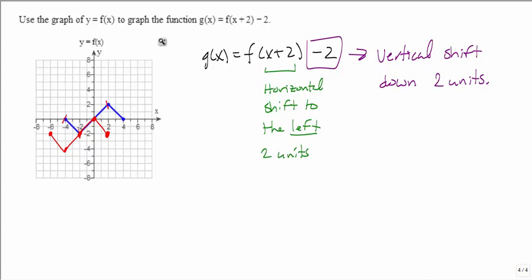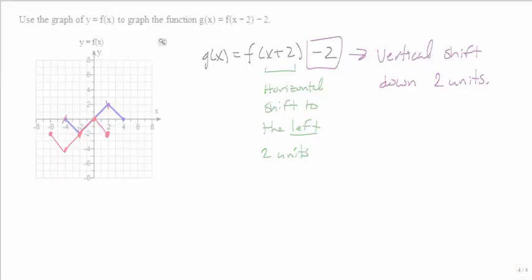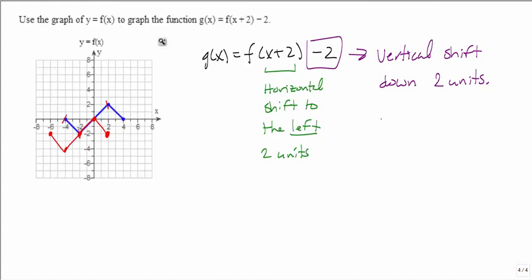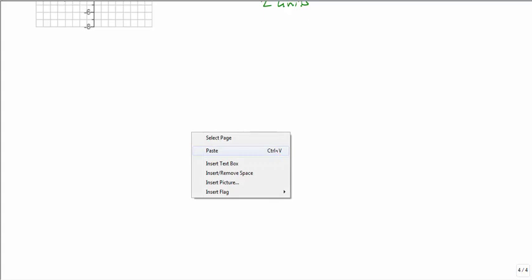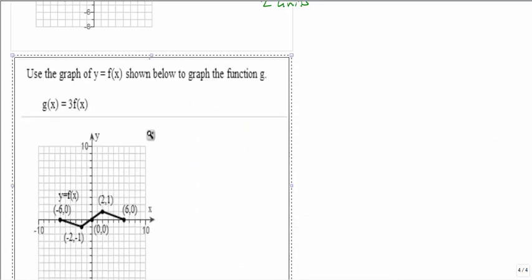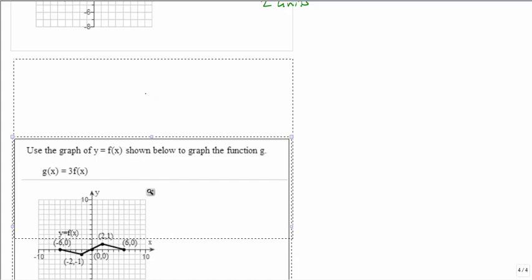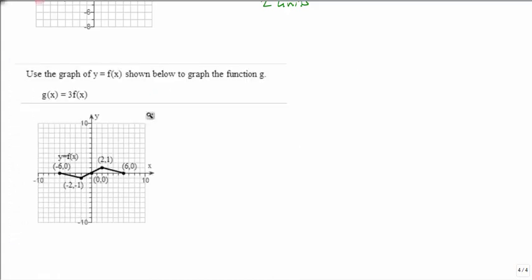The next problem, we're going to be looking at a stretch. It's on the outside of the argument, so it's going to be vertical. So let's go ahead and look at the transformations here. So here I have g of x equals 3 times f of x. Okay, this is on the outside of the function. I only have one transformation here. It's on the outside of the function. So this is a vertical stretch.